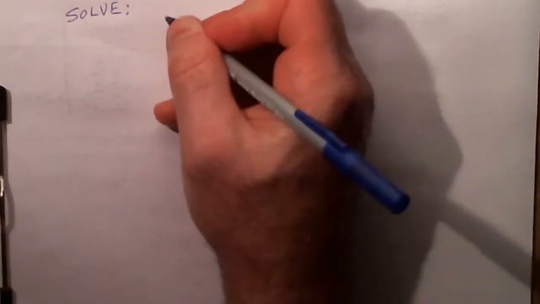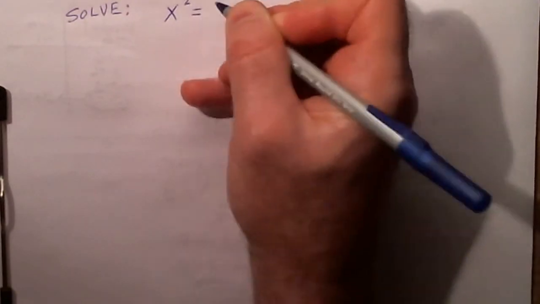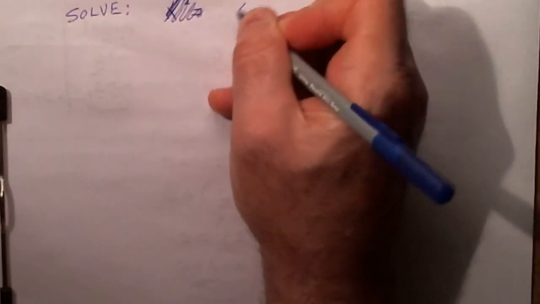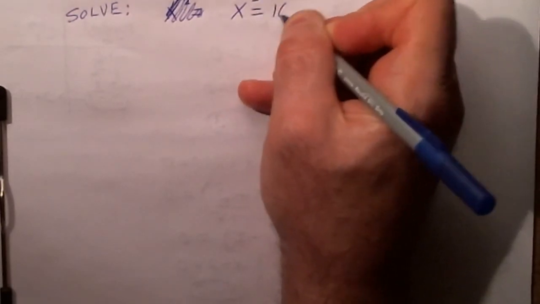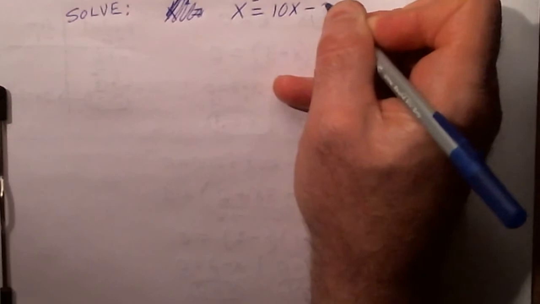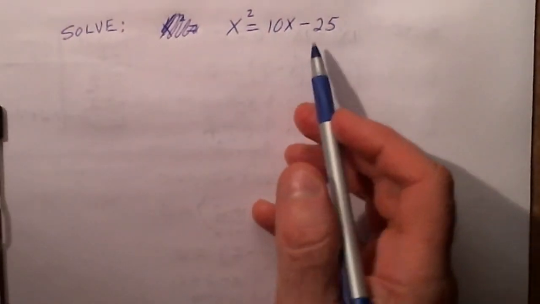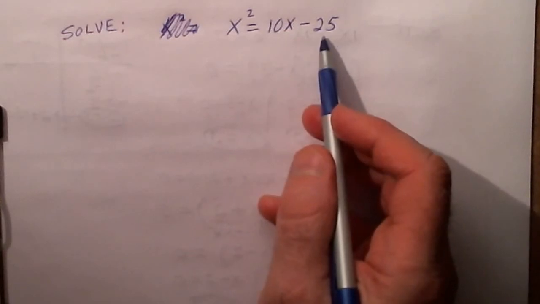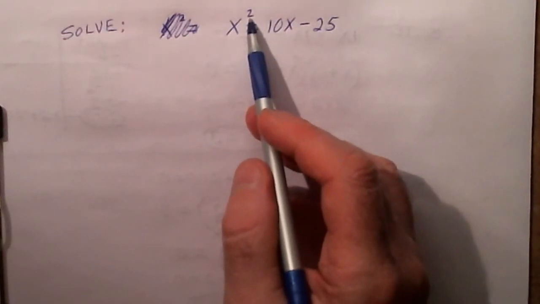All right, let's try another one here. Okay, we're going to take x squared equals 10x minus 25. So we're going to solve the second degree equation for its 2 solutions. And again, it will have 2 solutions because it is a second degree equation.